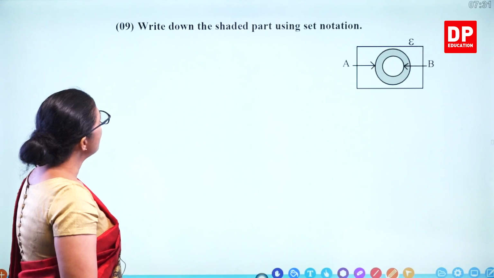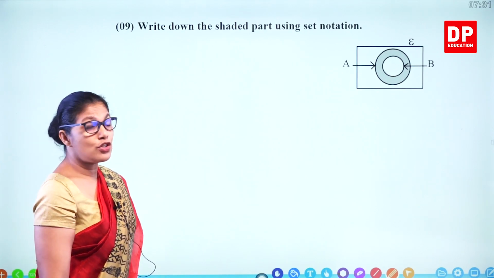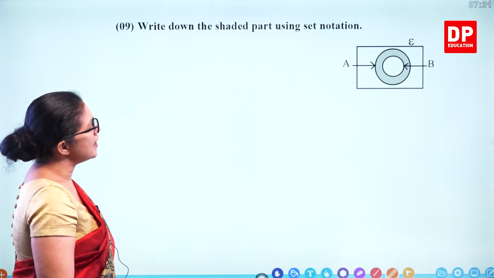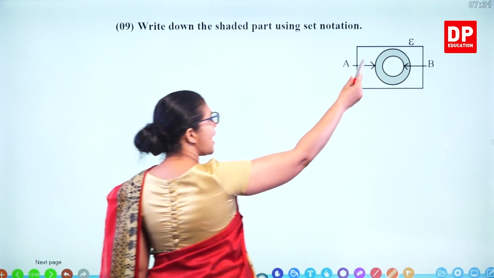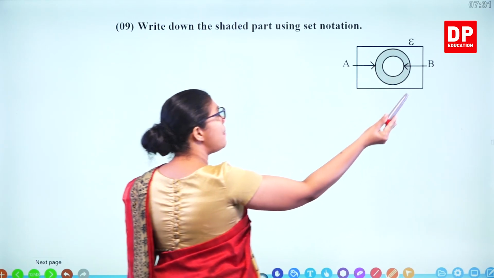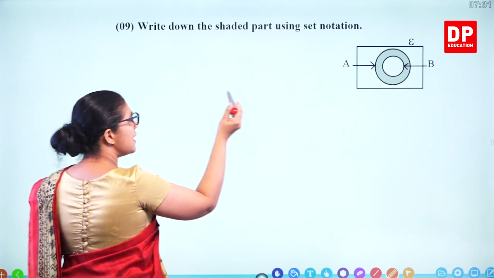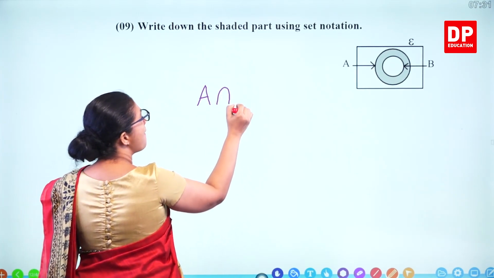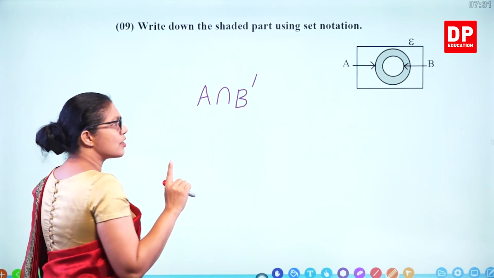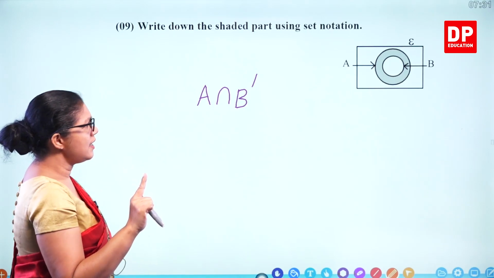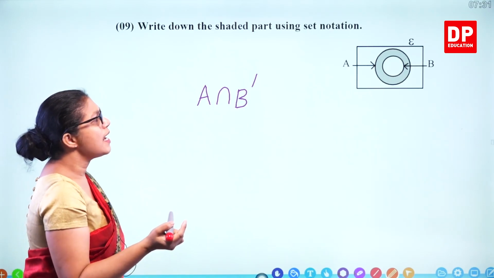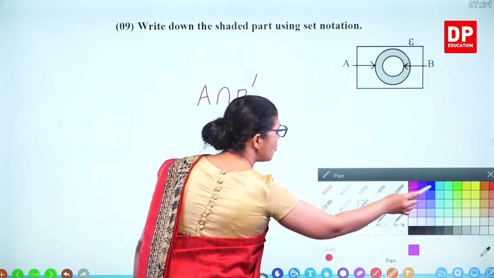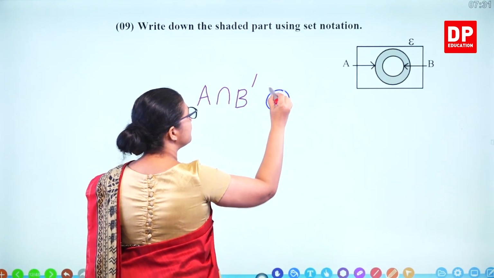Question number 9. Write down the shaded part using set notation. B is inside. B is a subset. Can you see? Inside A, but outside B. So how you write down that? A intersection but not B. B dash. A intersection, inside A but not in B. Outside B. So you get full marks. 2 marks for that.